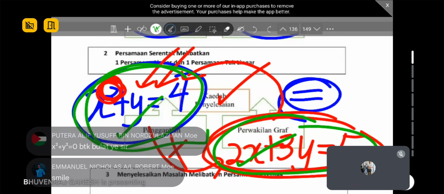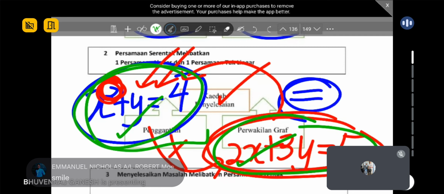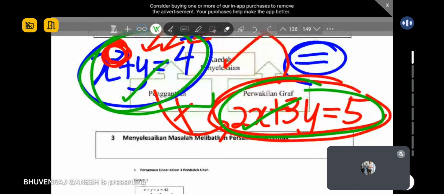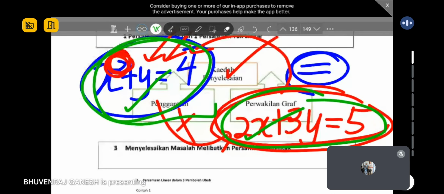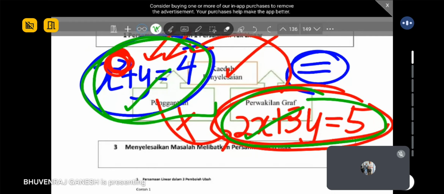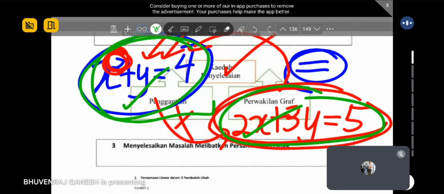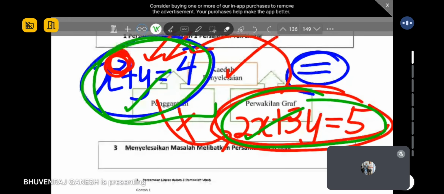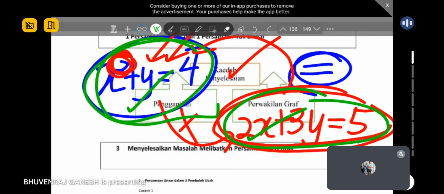Yes, Putra. Guys, when you have two variables, it's not quadratic. Bila kamu ada X dan Y dalam persamaan sama, dia pasti bukan quadratic. It is not a quadratic equation. So you can't have the smiley face. It will be close to a circle lah.